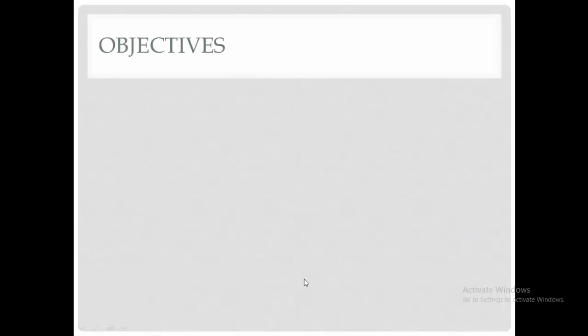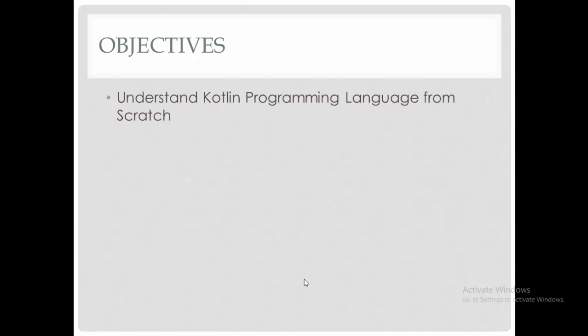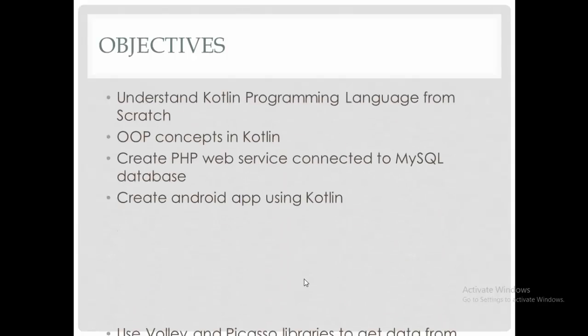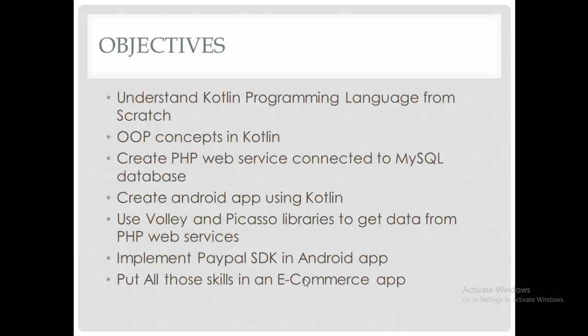What we are going to get in this course. The main objective of this course, as you see on the screen, number one, how you can get an idea of the Kotlin programming language from scratch. If you don't have any idea about Kotlin, don't worry. I'm going to teach you Kotlin from scratch.